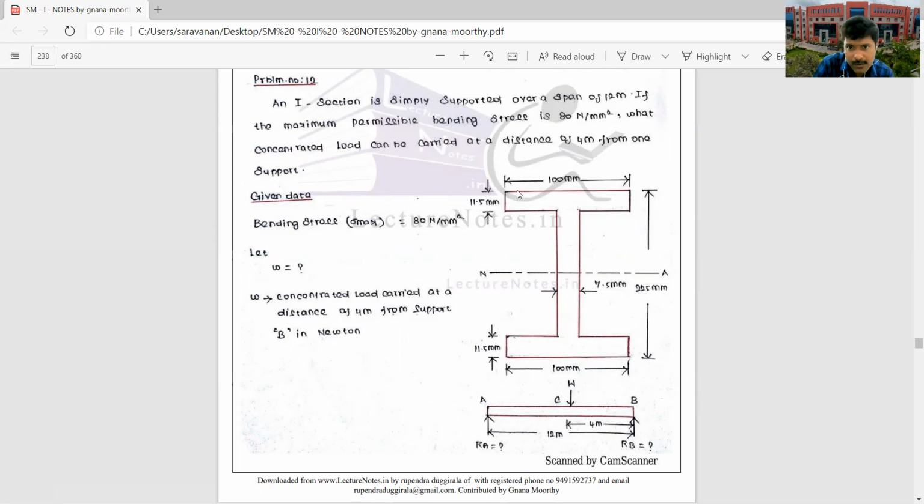So the I section dimensions given: 100 mm flange width with 11.5 mm thickness of the flange, web thickness 7.5 mm, so values are given. So here, this is the beam support. The length is 12 meter. Support A, support B. From the support B, assume that at a distance of 4 meter, the concentrated load W is acting.